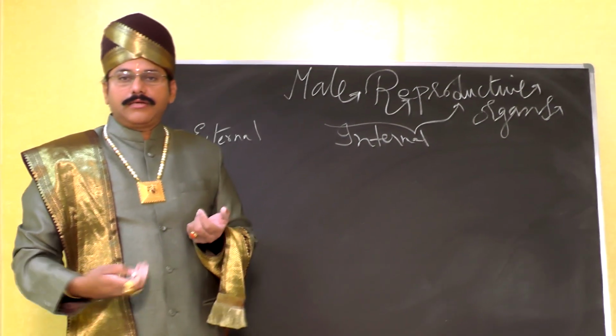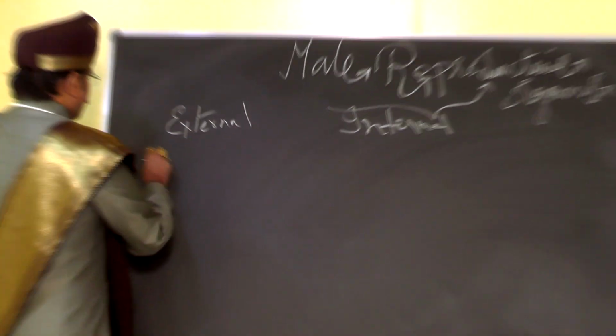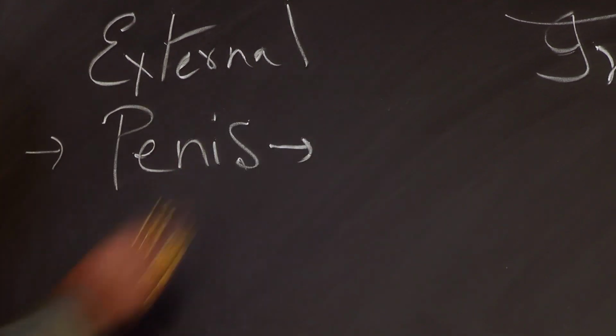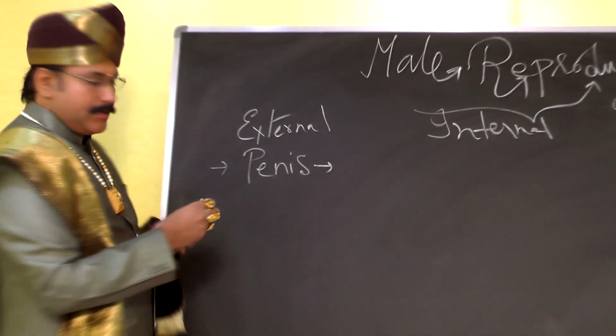The external genital organs are those which are present outside the body. What are they? In males, it is the penis, which is the male copulatory organ.